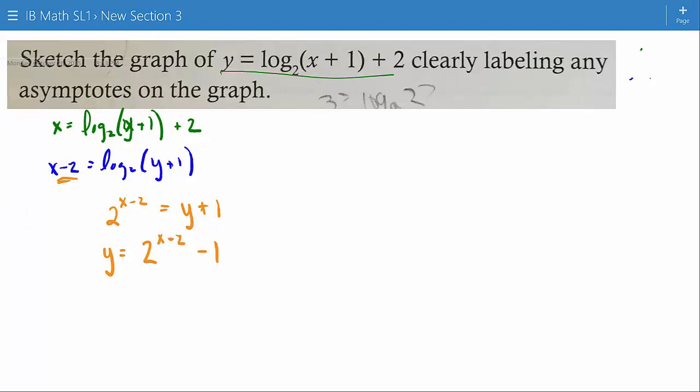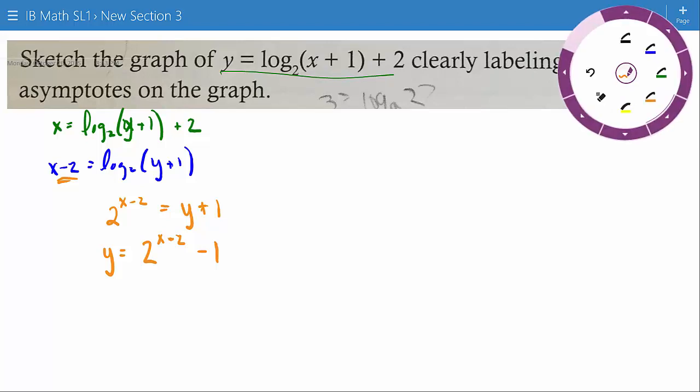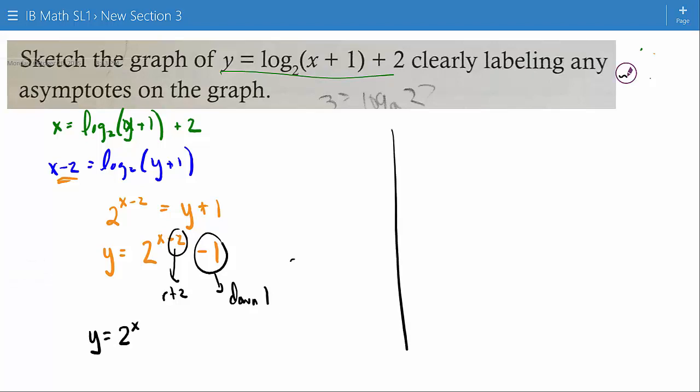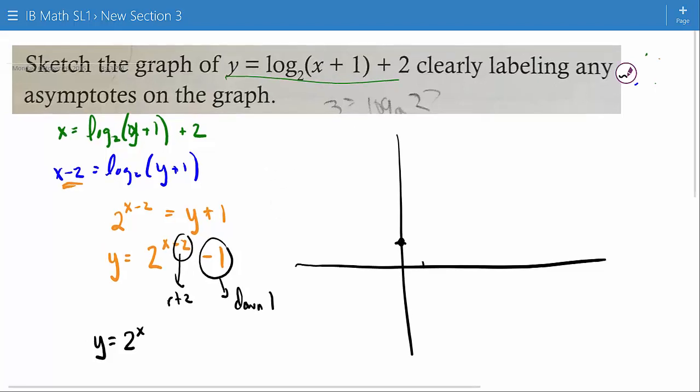So now we graph this, and to do that, we identify the shifting that might be happening. So the minus 2 means shift to the right 2, and the minus 1 means go down 1. I'm going to start with the graph of y equals 2 to the x, the parent function. And this graph goes through the point (0, 1), because 2 to the 0 is 1, and 2 to the first is 2.